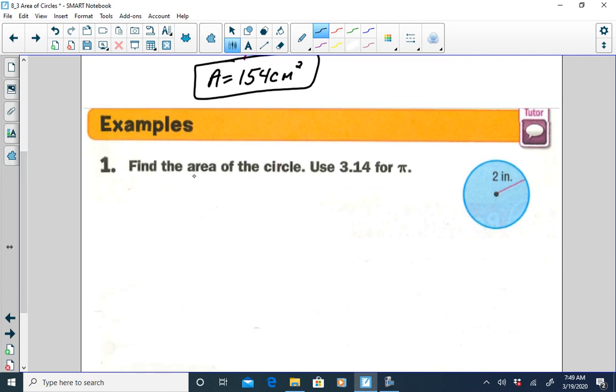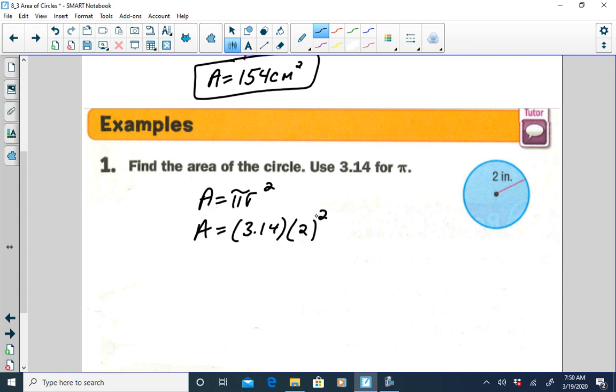Let's try another one. We're asked to find the area of the circle, but instead of using 22/7 as our approximation for pi, we're asked to use 3.14 as our approximation for pi. All right. As always, anytime we use a formula, we always start by writing the formula. So area is going to be equal to pi times the radius squared. We're told to use 3.14 for pi, so I'm going to replace pi with 3.14. The radius here is 2, but remember to square the radius.